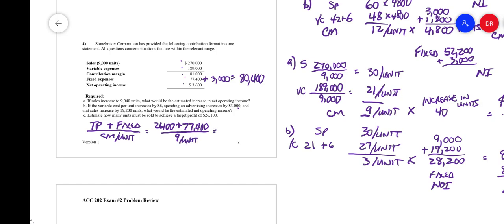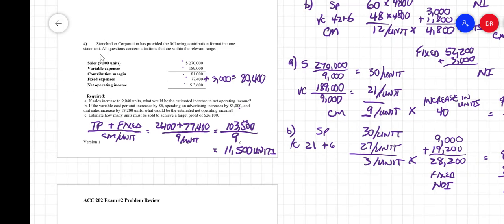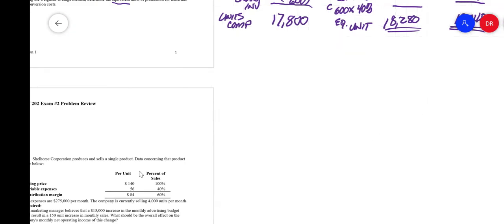That will be 103,500 divided by $9 a unit, and that will give us a sales volume that we need to achieve in order to get that target profit of 11,500 units. Okay. All right, that's letter C. All right, that's number 4. We'll move on to number 5.